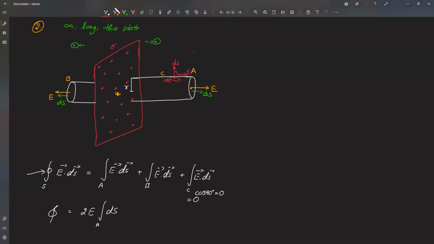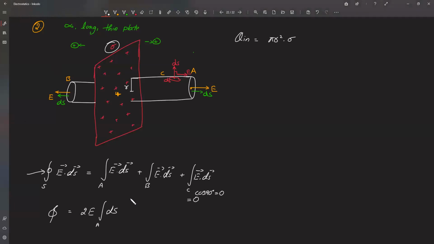That is our calculation. Now what about the charge enclosed? So total charge enclosed will be equal to what? It will be equal to the surface area, that is pi r square, into sigma, which is the surface charge density. Sigma is total charge divided by area. Area is pi r square. So charge enclosed is pi r square into sigma.